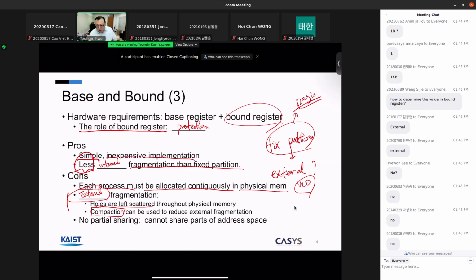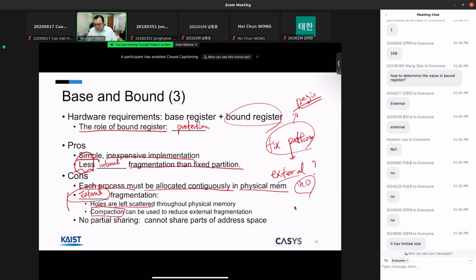Okay, fixed partition. But if external fragmentation doesn't happen in the fixed partition, why don't we use the fixed partition instead of base and bound? Why is base and bound still preferable, even if fixed partition doesn't have external fragmentation? Why? What do you think?